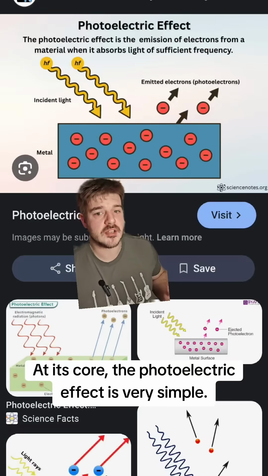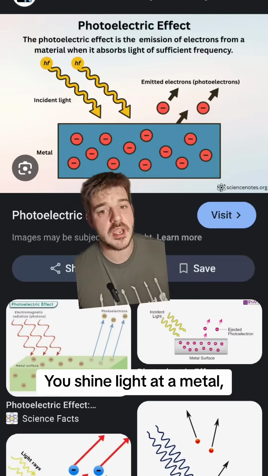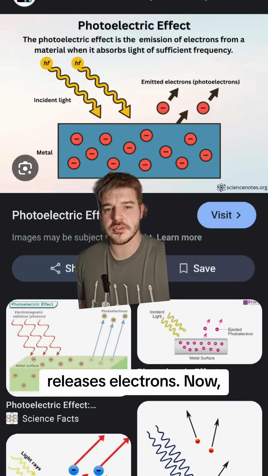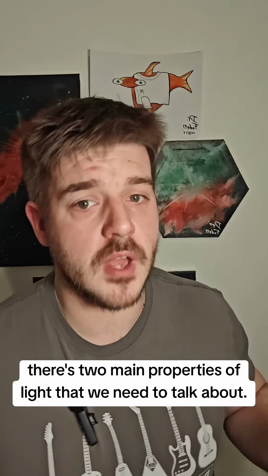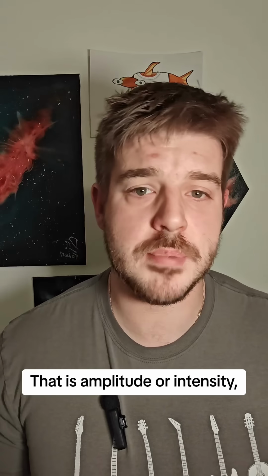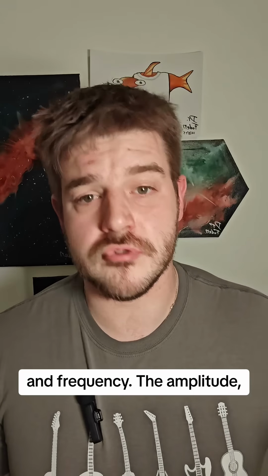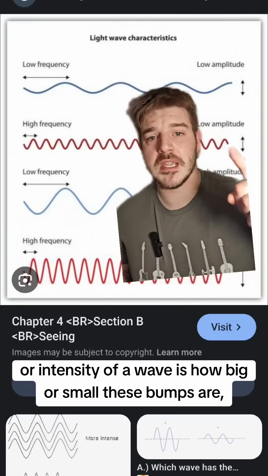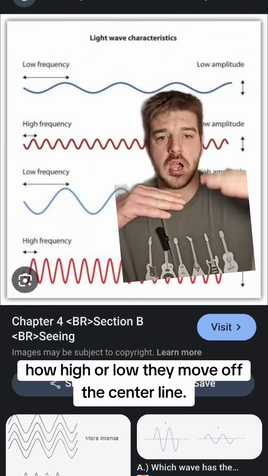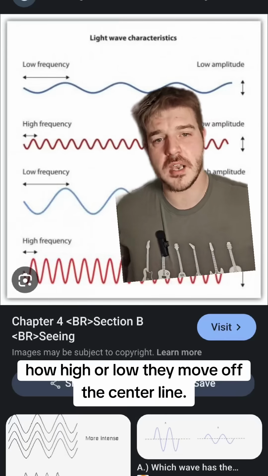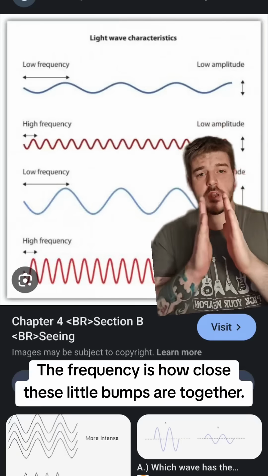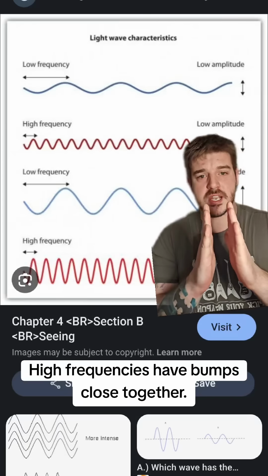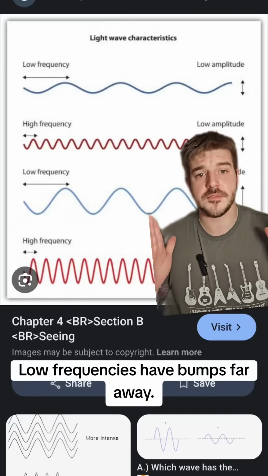At its core, the photoelectric effect is very simple. You shine light at a metal, and that metal, then stimulated by the light, releases electrons. Now, there's two main properties of light that we need to talk about. That is amplitude, or intensity, and frequency. The amplitude, or intensity of a wave, is how big or small these bumps are, how high or low they move off the centre line. The frequency is how close these little bumps are together. High frequencies have bumps close together, low frequencies have bumps far away.